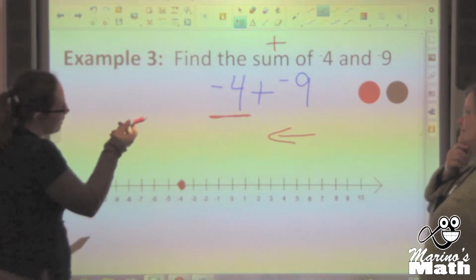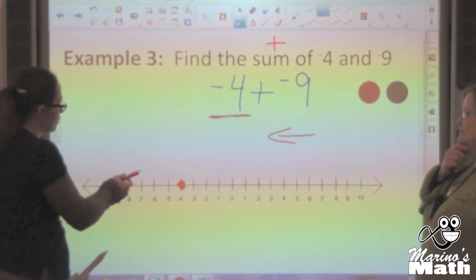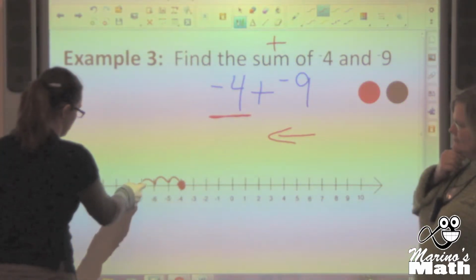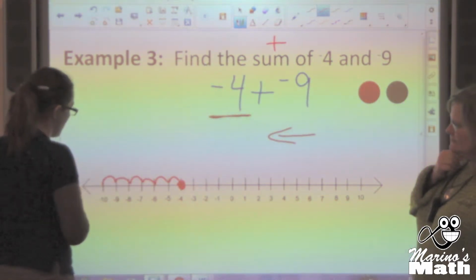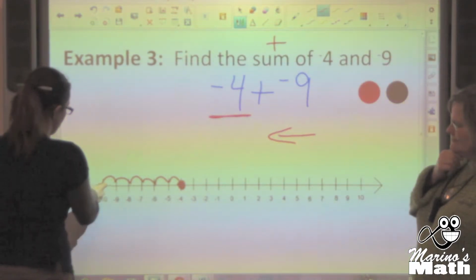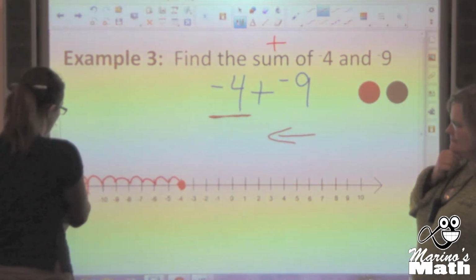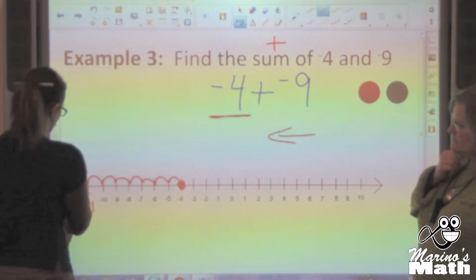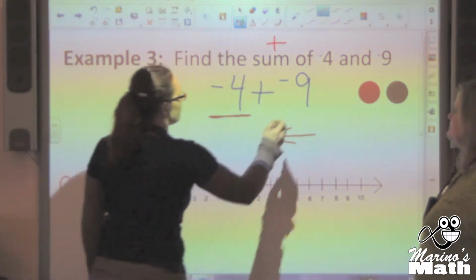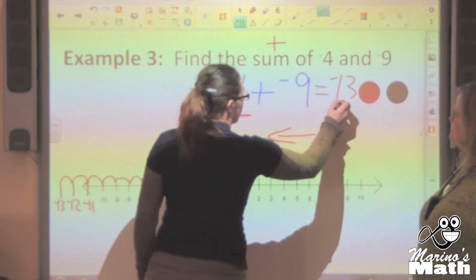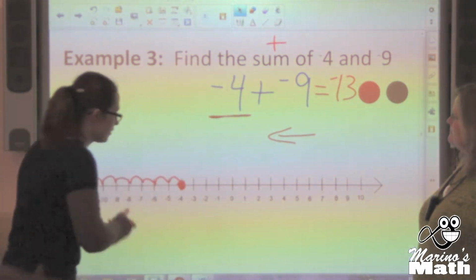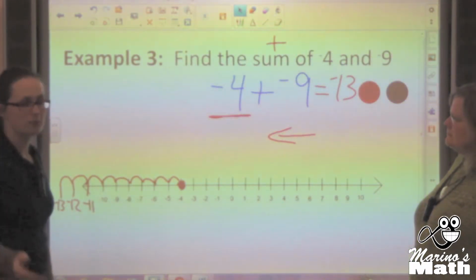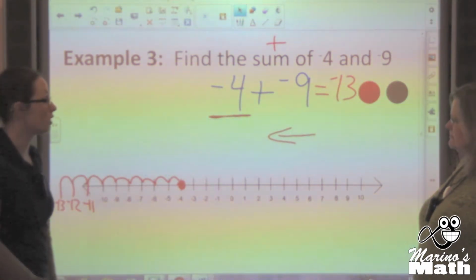So I'm at -4, and I need to move 9 spaces to the left. 6, 7, 8, 9. This would be -11, -12, -13. So my answer would be -13. And if this ever happens to you, you run out on your number line, just keep adding on to it, or make your own number lines.